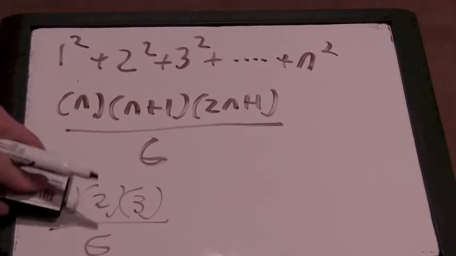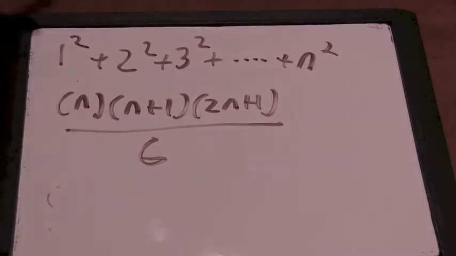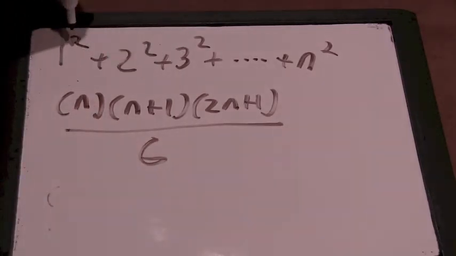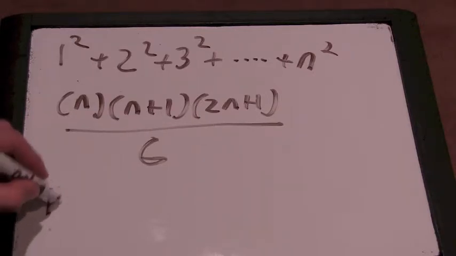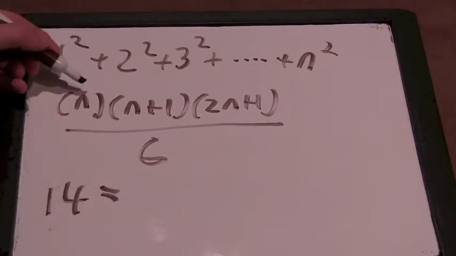Okay, now let's check it for 3 just for fun. I have 3 terms, so what should this add up to? It should add up to 1 plus 4 plus 9, which is 14. Okay, so let's check our formula. Does 14 equal, what's n in this case?